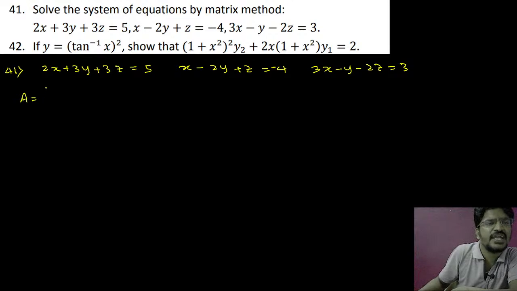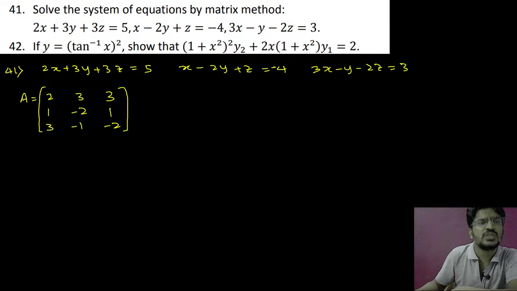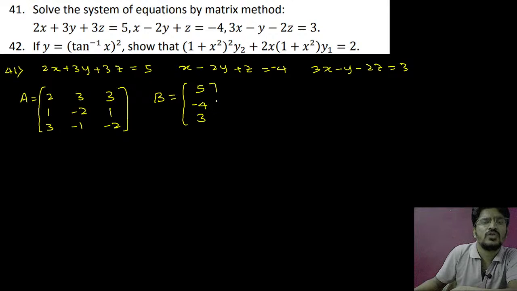So first let us write the A matrix, that is 2, 3, 3, 1, minus 2, 1, 3, minus 1, minus 2. So this is matrix A. Check it. Okay, so now we can go for B. What is B? 5, minus 4, 3. Now you can take X. X is x, y, z.